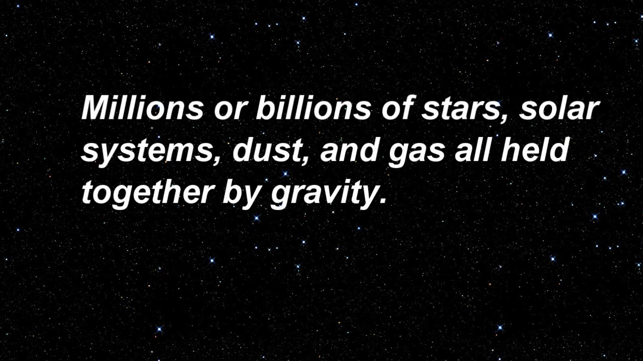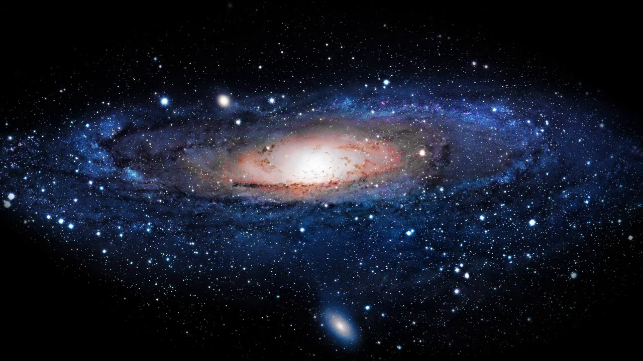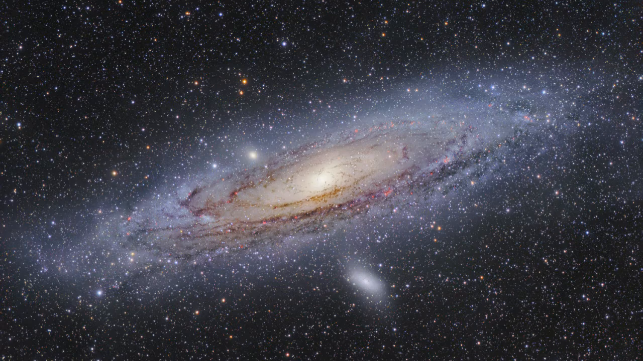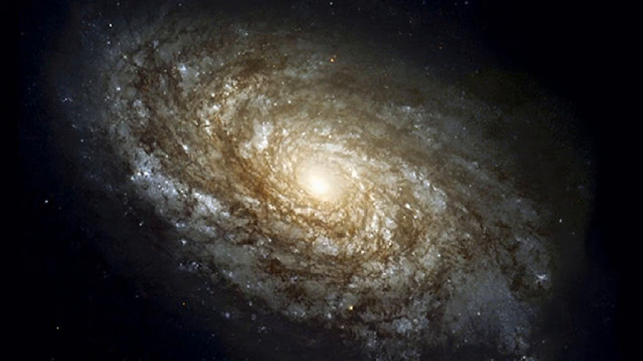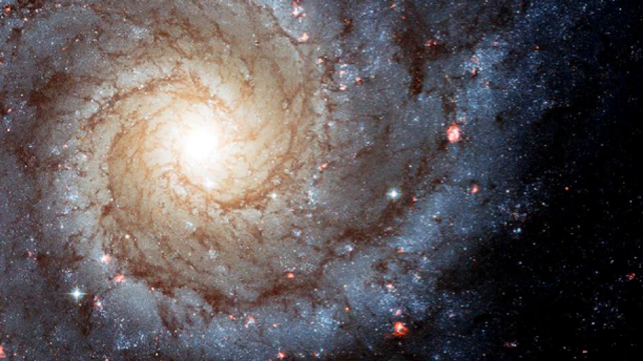So let's take a little closer look at galaxies. A galaxy is millions or sometimes billions of stars, solar systems like our own, dust and gas, all held together by gravity. Now, the most understood type of galaxy is called a spiral galaxy. This is what our Milky Way is like. And it has a very bright, dense core surrounded by these beautiful spiral arms of billions of stars. And it also has these dust lanes.